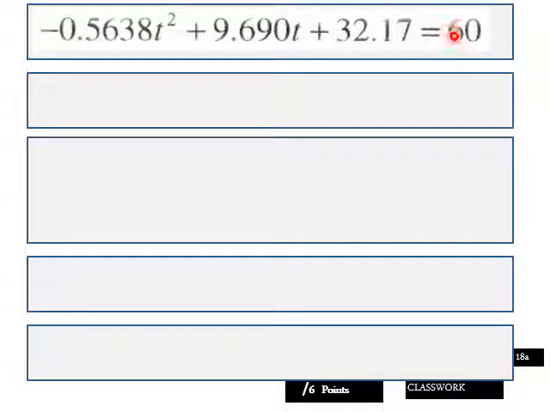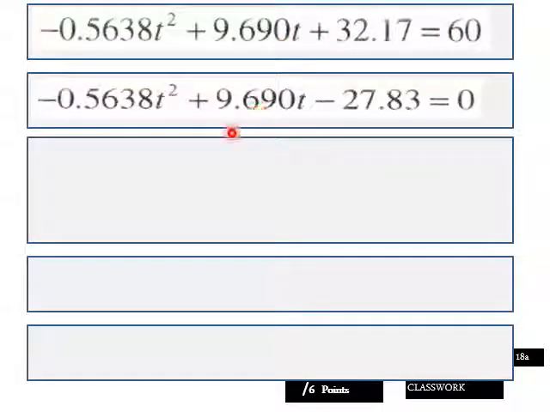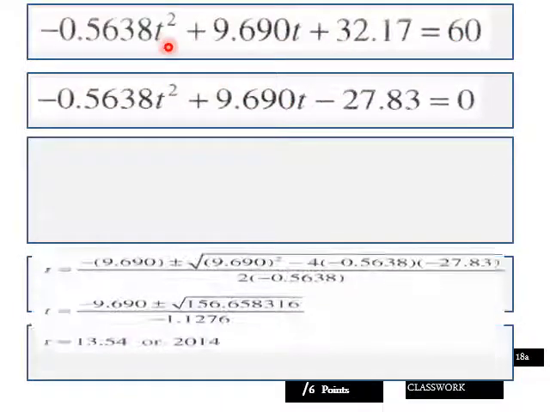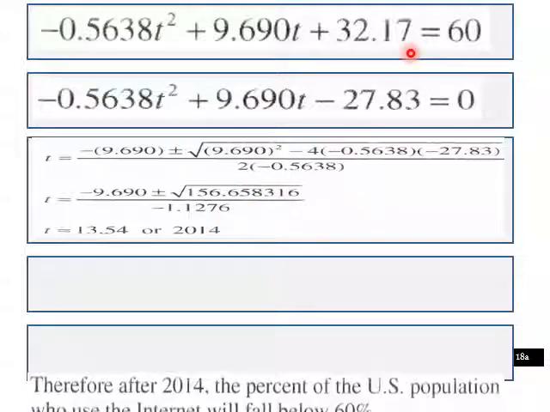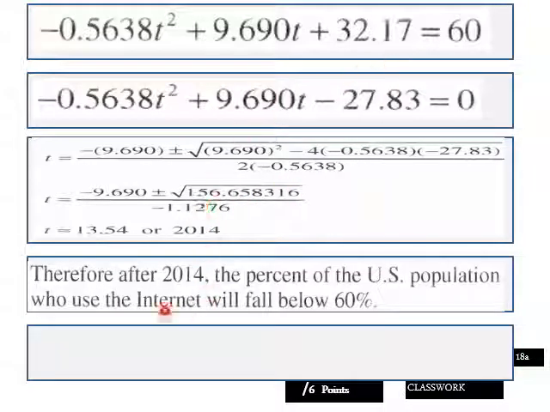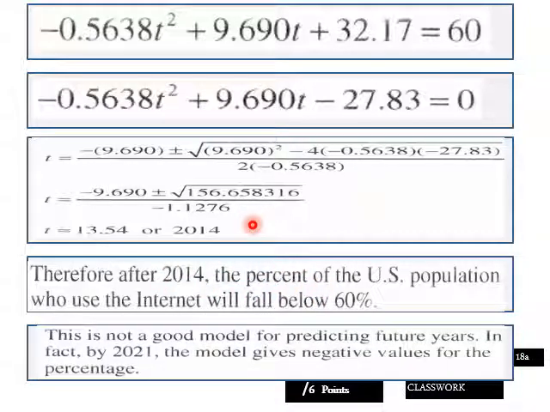Then we're going to make this equal to 60, and then we're going to solve for t, the time that we have. When we do that, we have 13.54, so 2014 is the year that it will fall below 60. So the percent of the U.S. population using the internet will fall below 60% in 2014.